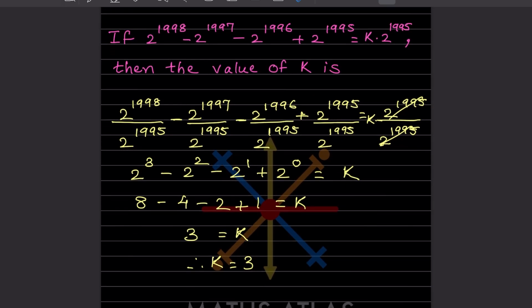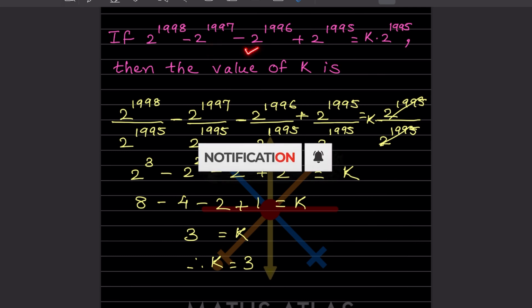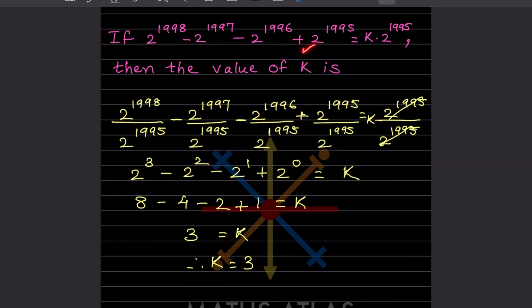Now this is a little different here. This is given: 2 raised to 1998 minus 2 raised to 1997 minus 2 raised to 1996 plus 2 raised to 1995 is equal to k into 2 raised to 1995. Find the value of k. So what are we going to do? We will just take this one as this 1995.